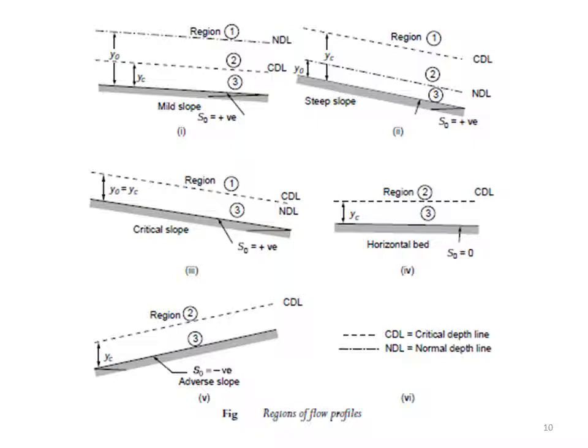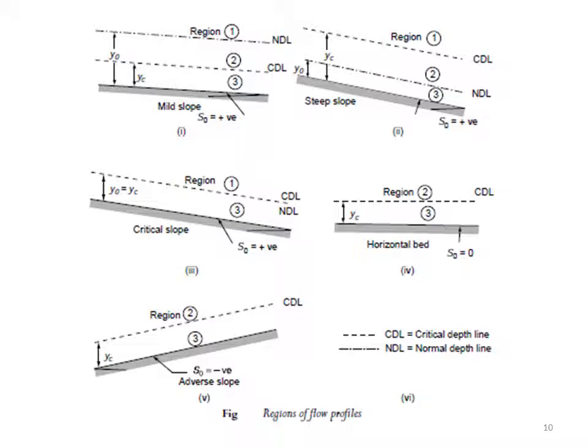So here case number 1 is the case of the mild slope channels. We can see that the NDL is above the CDL, and there are 3 regions, 1, 2 and 3, of the flow space. Here the channel bottom slope is positive. Case number 2 is the case of the steep slope channel, where again there are 3 flow spaces, 1, 2 and 3, and the channel bottom slope is positive. But here note that the critical depth line or CDL lies above the normal depth line or NDL.